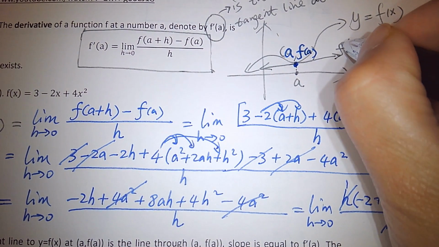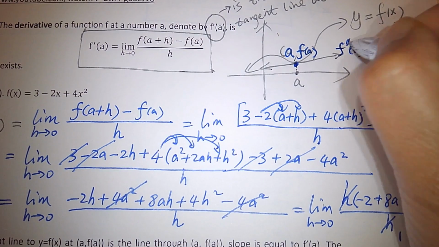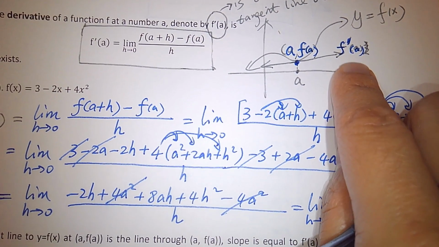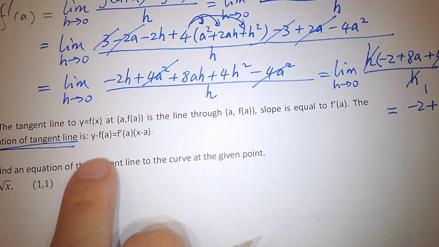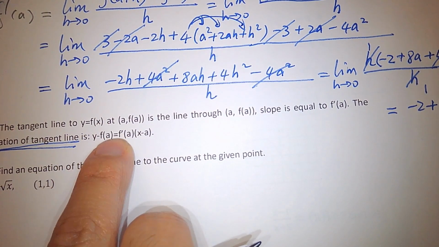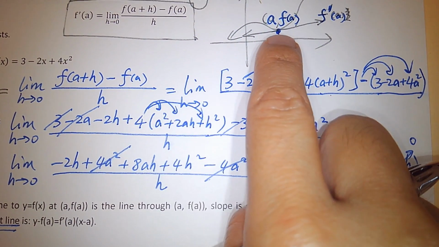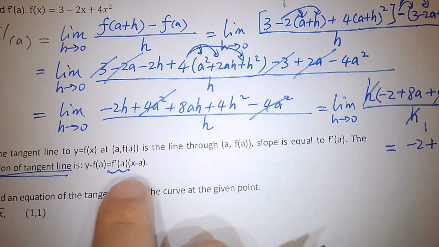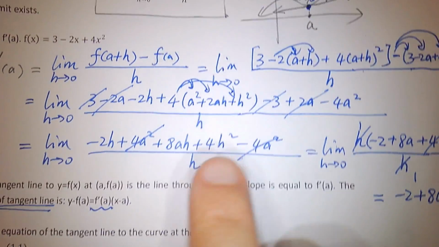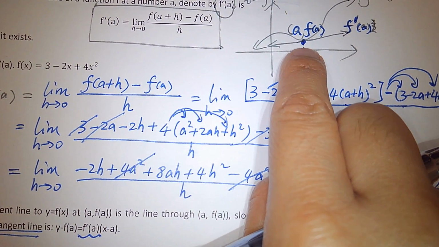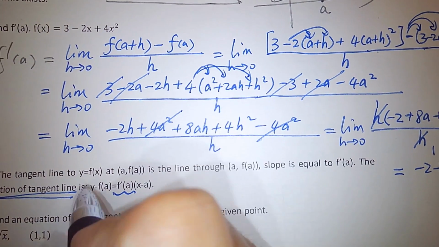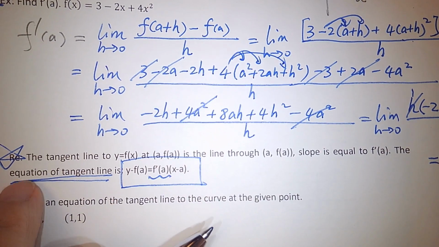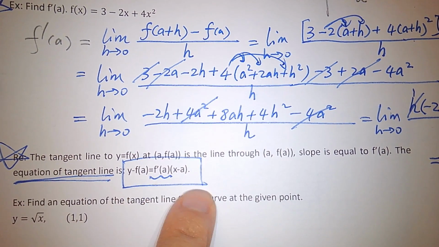The slope of the line is f prime of a. With a point and the slope, how do we write down the equation of this tangent line? y minus the y coordinate of the point, which is f of a, equals the slope of the line times x minus the x coordinate of the given point. Do you see that? This formula, the equation of the tangent line, you can also write down on your formula sheet.